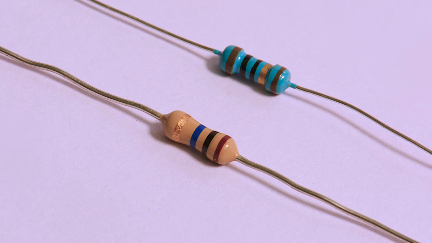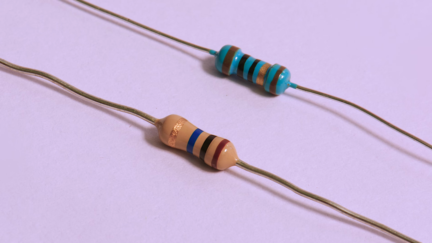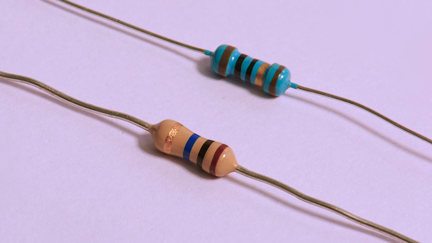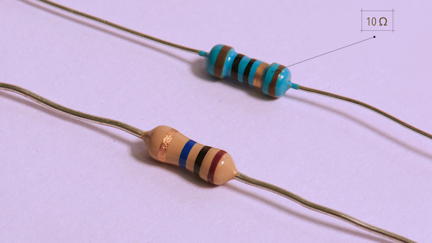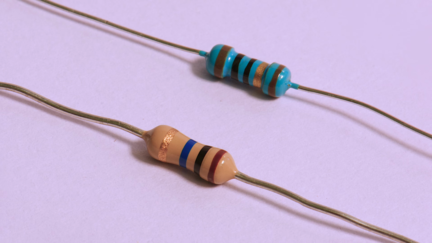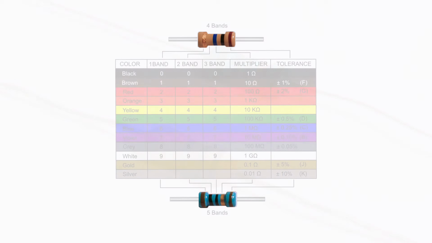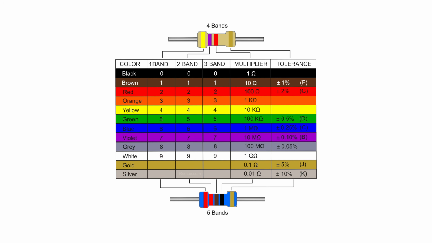These little components limit the current and control the voltage reaching the LED. There are many different resistor values. For example, this one is 10 ohms, and this one is 10 mega ohms. You can identify the value of a resistor by looking at its color bands. Some resistors have 4 bands, while others have 5. You can find all the information you need in reference tables, like this one.